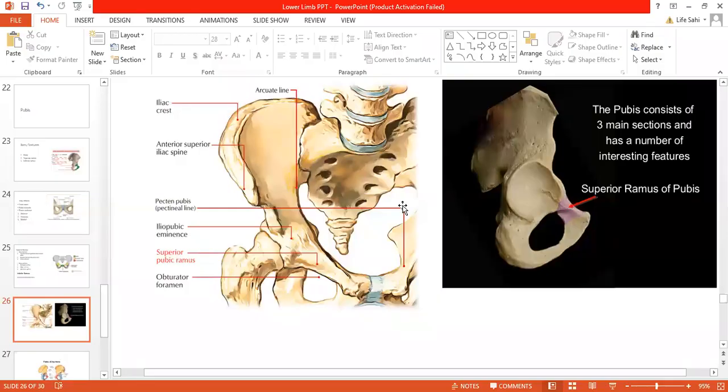So superior ramus has three borders. A superior border, also called pecten pubis, also called pectineal line. It has three names: superior border, pecten pubis, and pectineal line. Second border is called the anterior border, this one. It is also called obturator crest. Third border of the superior ramus is inferior border, here shown in this diagram.